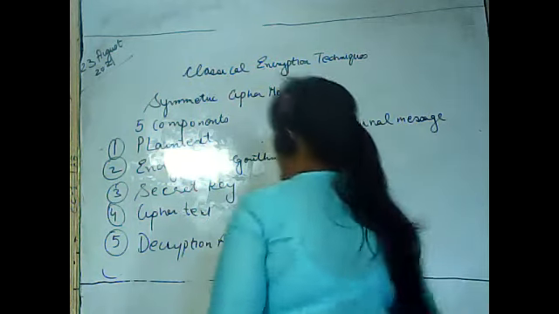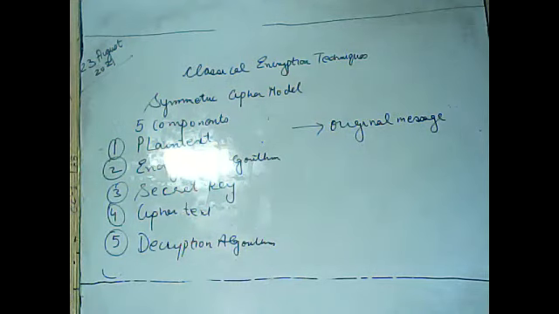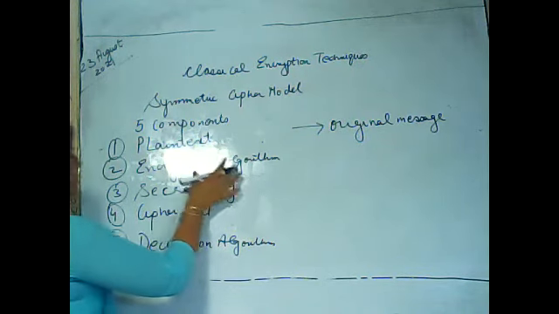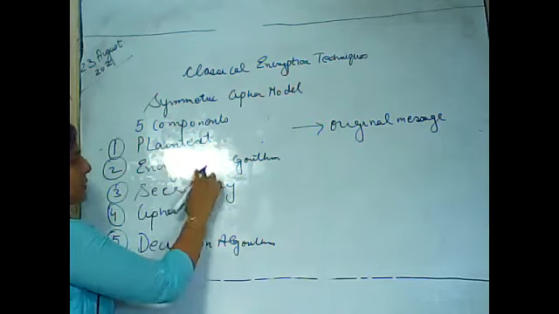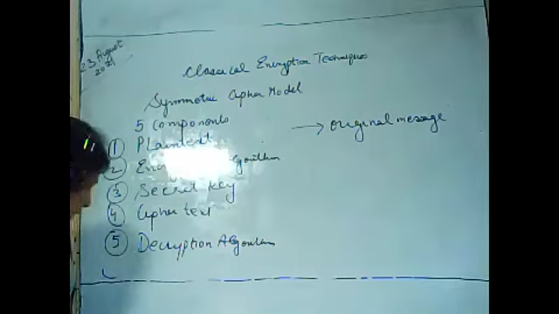So whenever we are using the word plain text, that means we are defining an original message here. Okay. Next part is the encryption algorithm. It is not here, but just listen to me clearly, that this is the encryption algorithm. So what is this encryption algorithm?